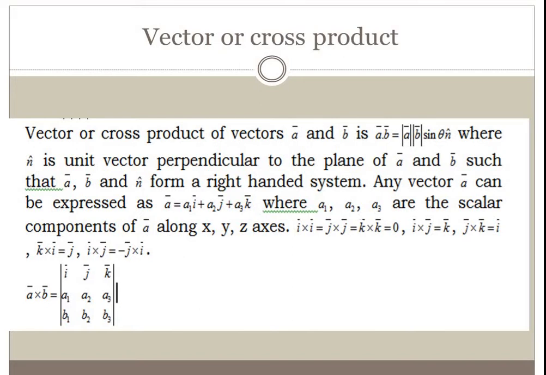The more important thing here is that i bar cross i bar, j bar cross j bar and k bar cross k bar are 0.